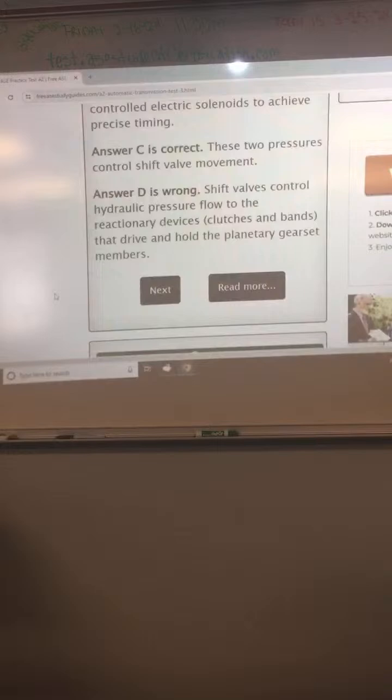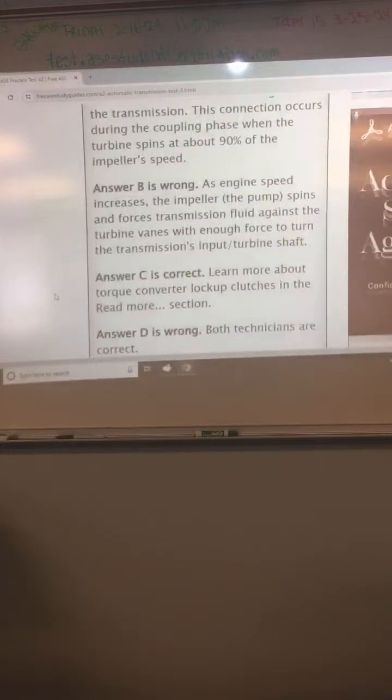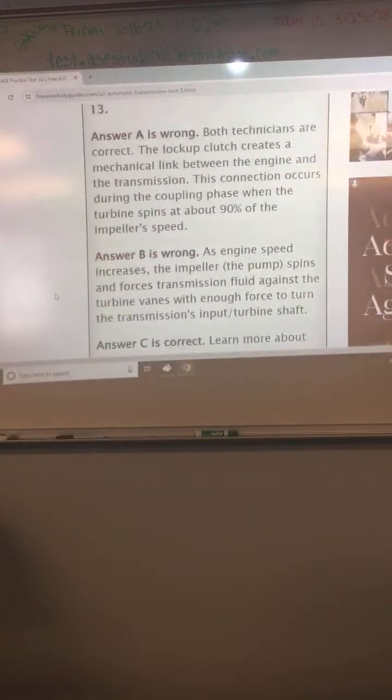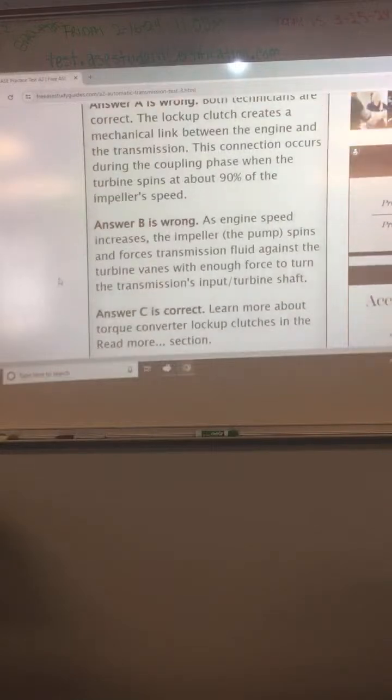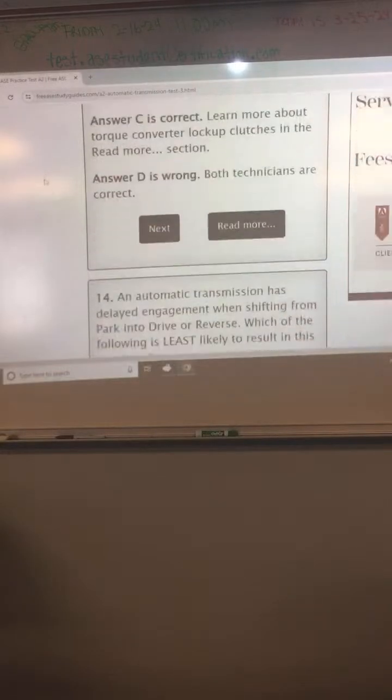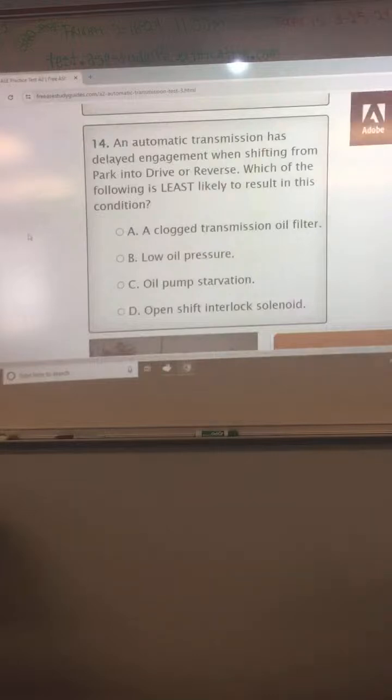Okay, good. Absolutely should. C was the correct answer. But in the book, it says the turbine speed nearly reaches the impeller. Nearly. Yeah, there's always a little bit of slippage even when the torque converter clutch is completely locked or engaged. Still gonna be a little bit of slippage, but they're pretty close.